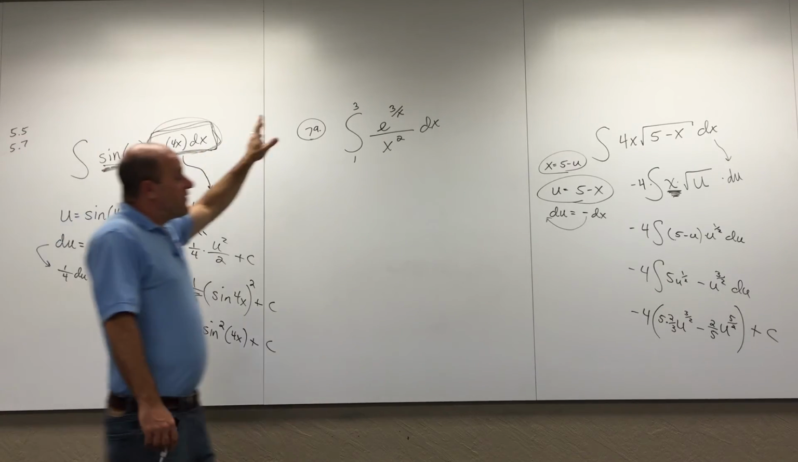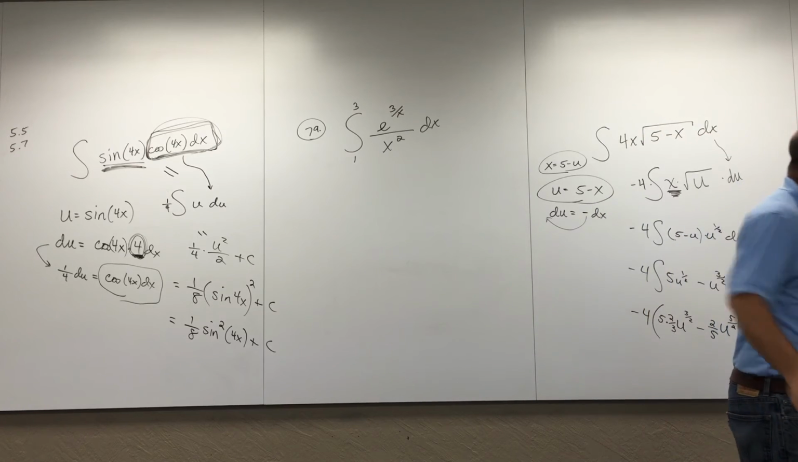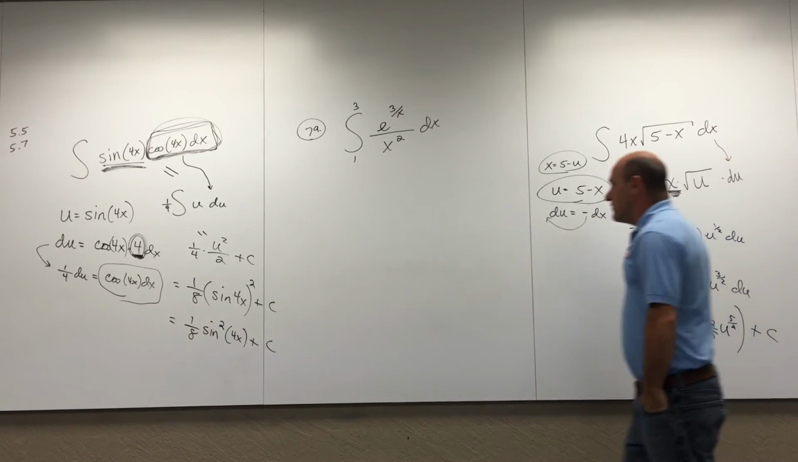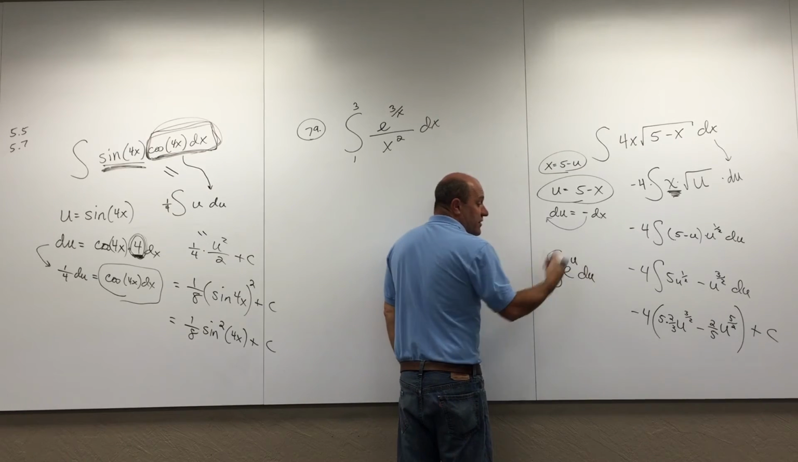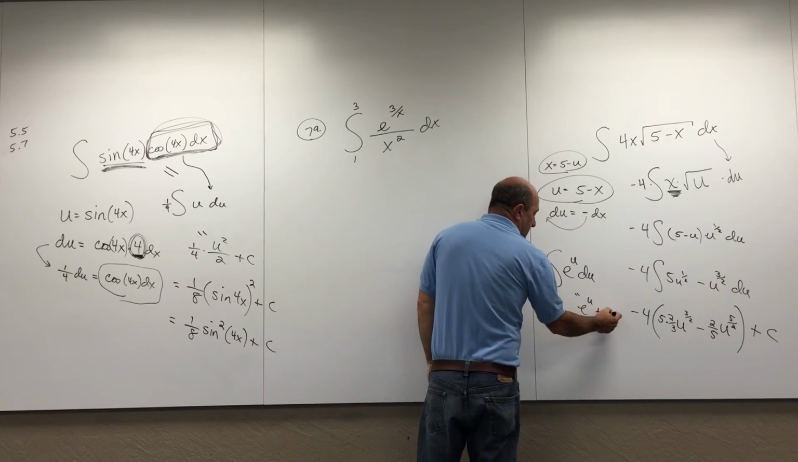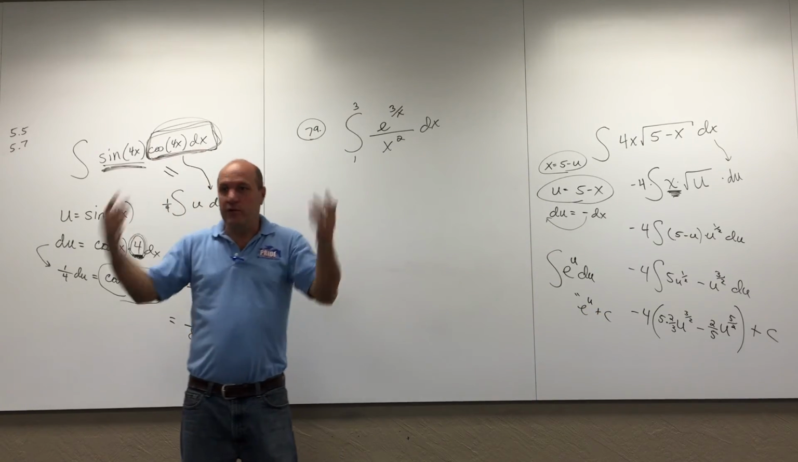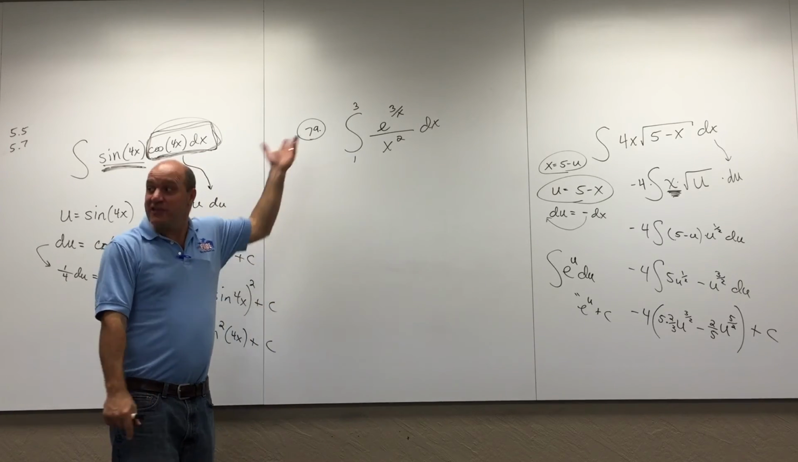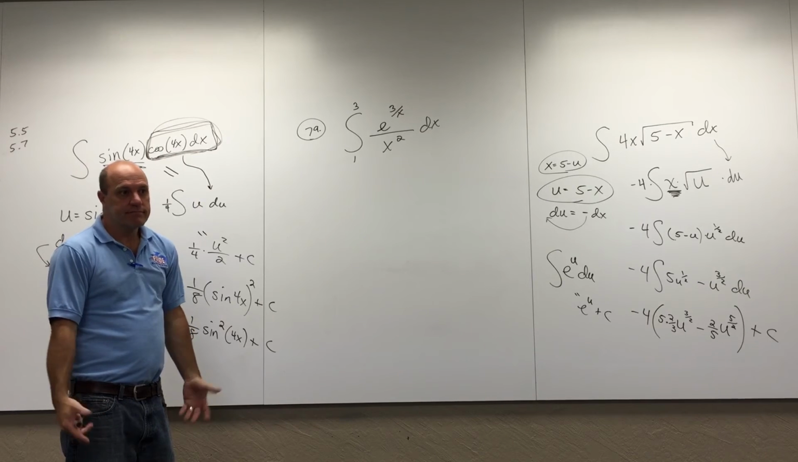When I see an e function, and this is not always the case, my brain is thinking of this rule: the integral of e to the u is e to the u plus c. So maybe I don't even have to think too hard. Whatever the exponent is on the e, maybe I should call that u.